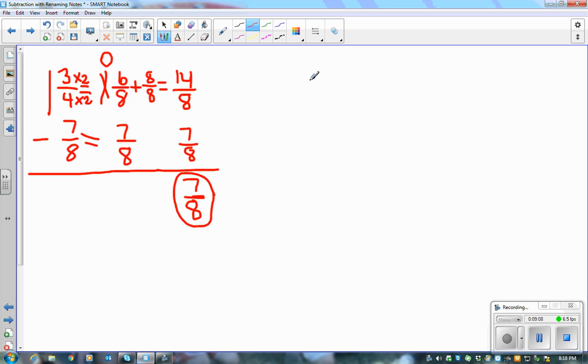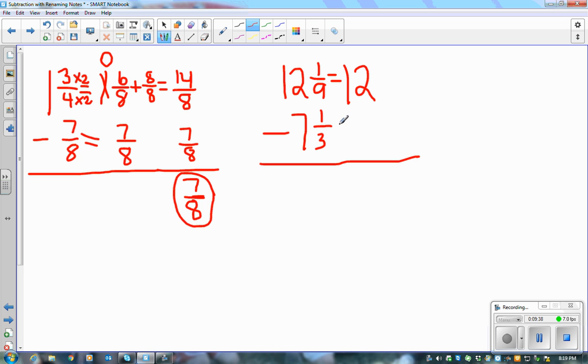Okay, let's do one more before we finish today. So I have 12 1/9 minus 7 1/3. Okay. So again, my denominators are not the same. So the first thing I'm going to have to do is find a common denominator. Bring my whole numbers over. If I were to list the multiples for 9 and 3, I would see that they have 9 in common. So that means that my top fraction does not change. And down here, to get from 3 to 9, I'm going to do times 3. 1 times 3 is 3.